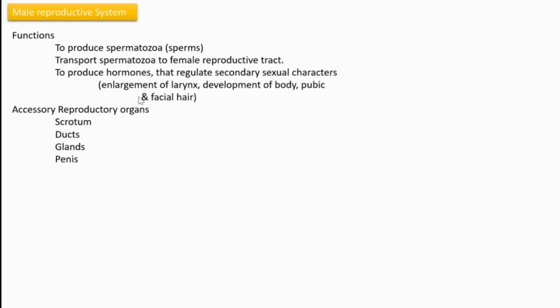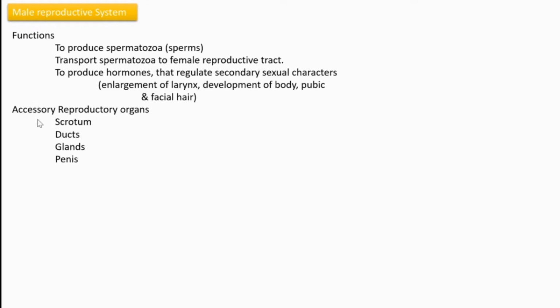That includes enlargement of the larynx. The larynx becomes enlarged and forms a special structure called Adam's apple, which is more visible in the neck region of certain males. And development of body, pubic and facial hairs. Pubic means the area near our genital portions, and the growth of hairs in those areas. All these are regulated by these hormones.